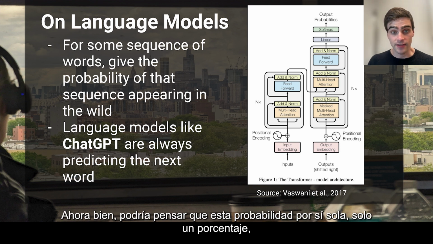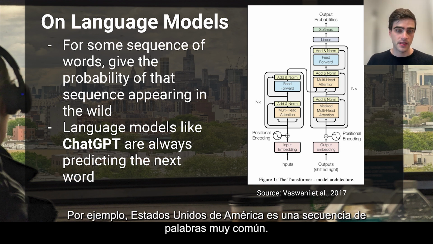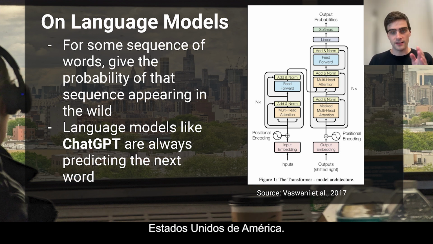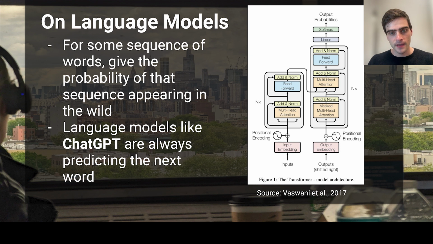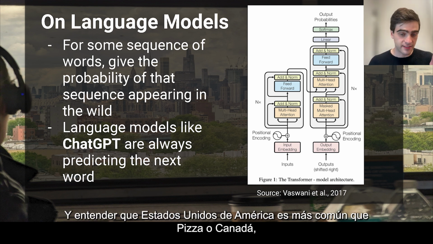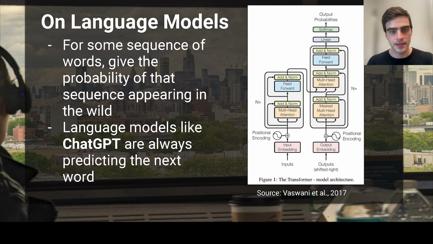Now, you might think that this probability on its own, just a percentage, isn't very interesting. But there's a lot you can do with it. For example, United States of America is a very common sequence of words. It's more common than United States of Pizza or United States of Canada. And in understanding that United States of America is more common than pizza or Canada, we're implicitly saying that America is more likely to follow United States of than pizza or Canada is.